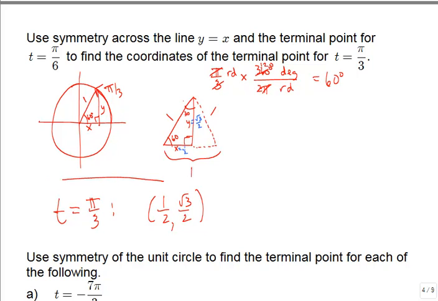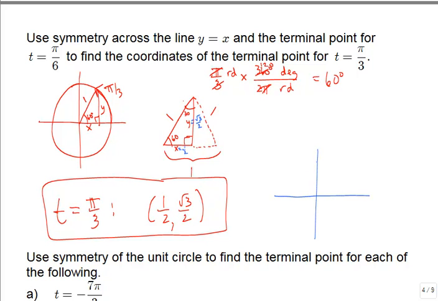So every pi over 3 angle is going to have this same terminal point, except with possibly different signs depending on which quadrant we're in. Let's visualize what all of our common pi over 3 angles are going to be.